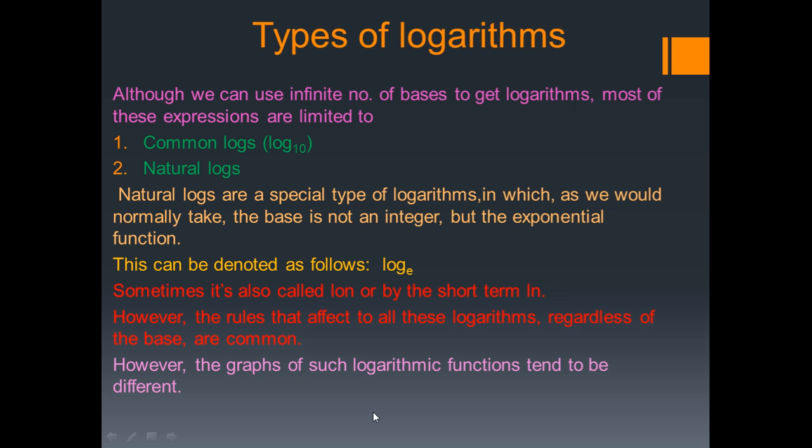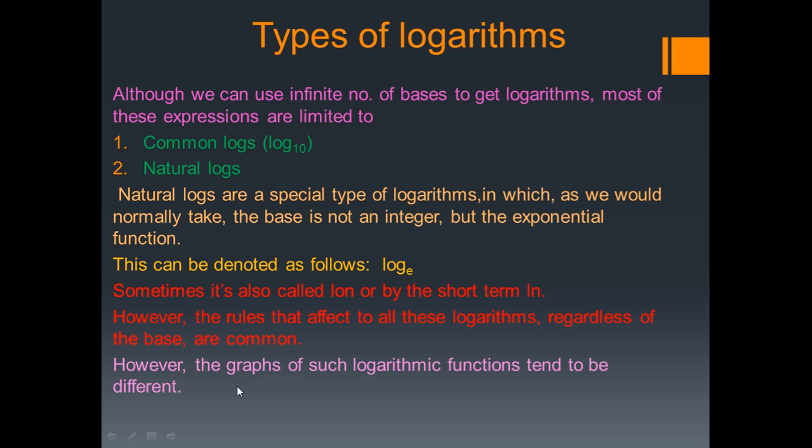The second type is a special type, and that base is not an integer. It's the exponential function, and we call that type of logarithm the natural logarithm. Since it uses the exponential function, we denote it as base e. So in the case of common logs, we denote log to the base 10, and in the case of natural logarithms, we denote log to the base e.